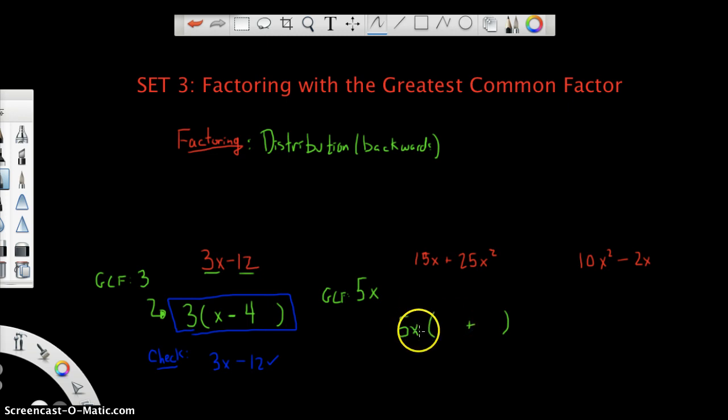So 5x times something gives me 15x. I think 3 would do the trick, because 5x times 3 is 15x. Now I have 5x, and I need to turn that into 25x squared. So I know I need another x, because that gives me x times x for x squared, and 5 times 5 gives me 25. I'll do another check on this one, but again, when we're factoring, this is our stopping point.